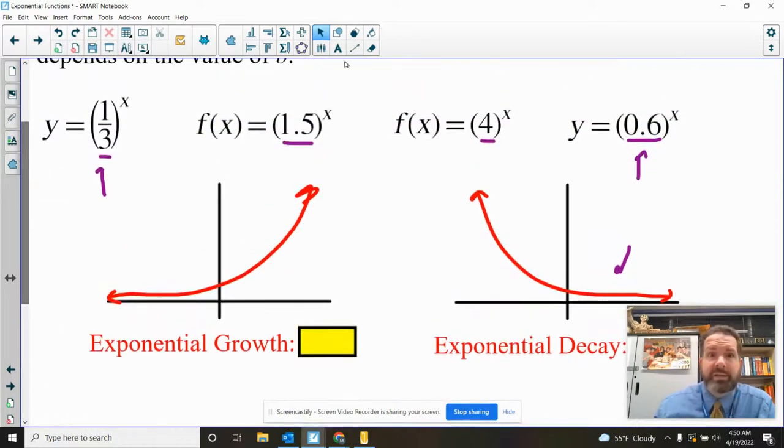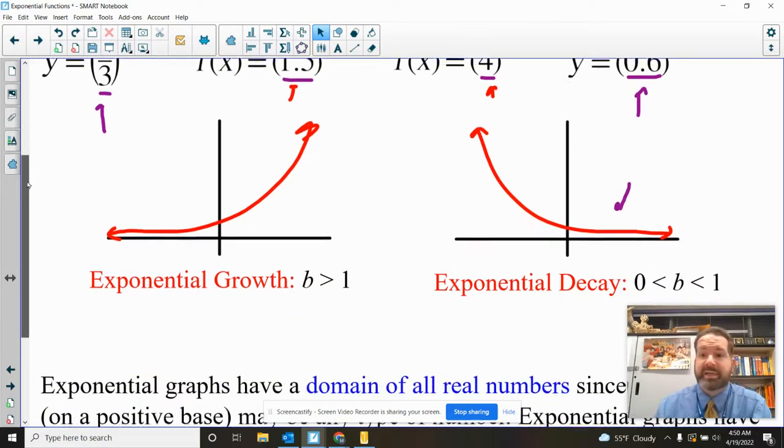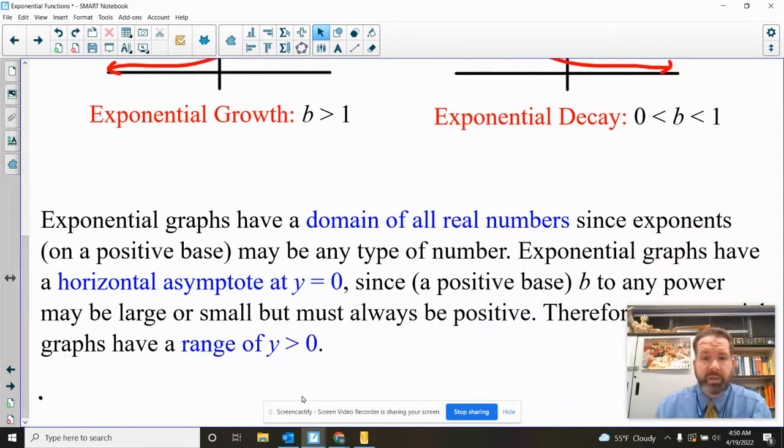On the other hand, we had exponential growth here and here. 1.5 and 4, those are both bigger than 1. That's what makes exponential growth happen. So let me summarize it here with some words.